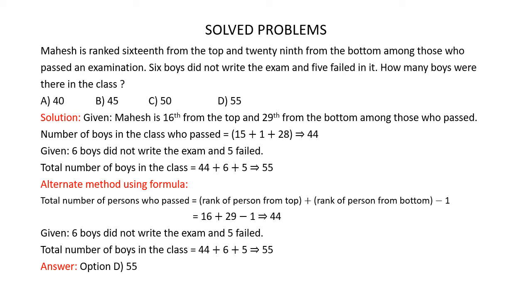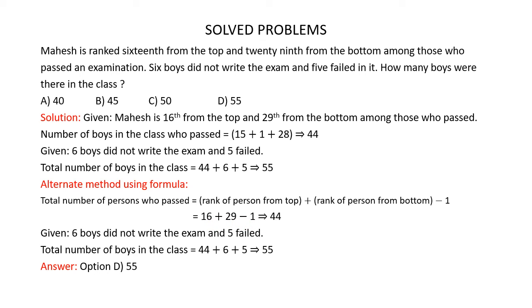Now you can solve this problem using the formula also. Use the formula: total number of persons who passed is equal to rank of person from the top plus rank of person from the bottom minus 1. It's given that Mahesh's rank from the top is 16 and his rank from the bottom is 29. So substituting these values in the formula, we get total number of persons who passed is equal to 16 plus 29 minus 1, which is 44.